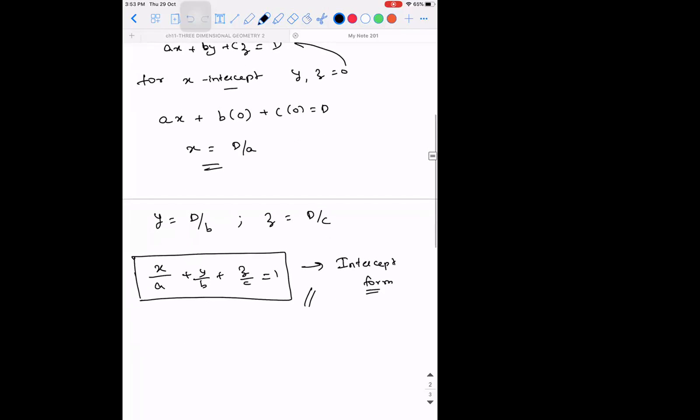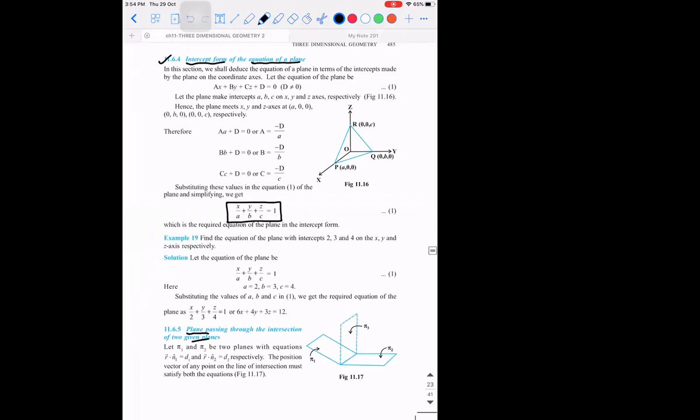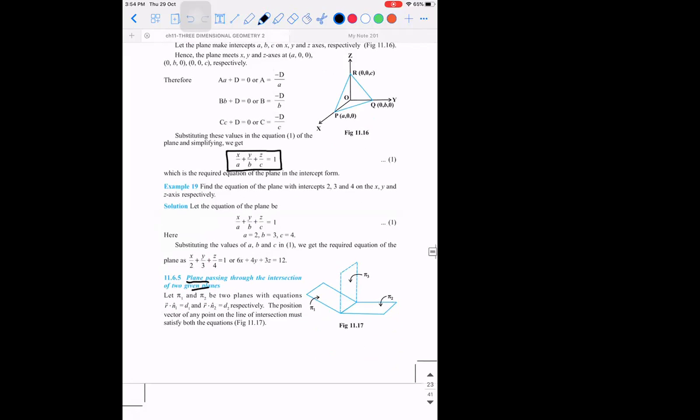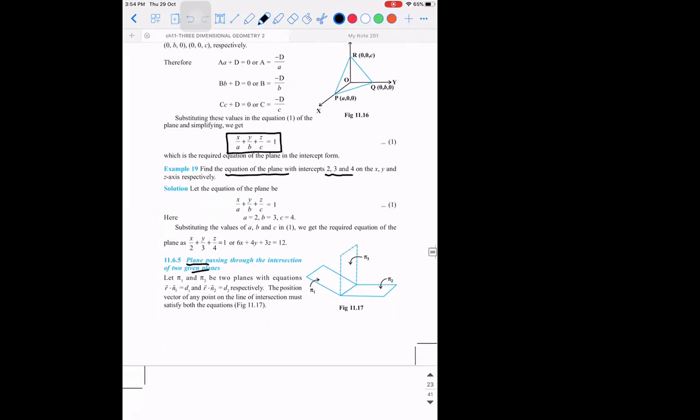Okay, so listen. The question will be like this. Find the equation of the plane with the intercepts 2, 3 and 4 on the x, y and z axis. So you can directly write the equation. What is that? It is x by 2 plus y by 3 plus z by 4 is equal to 1. Did you guys understand what I did? Where a, b, c are the x, y and z intercepts respectively.